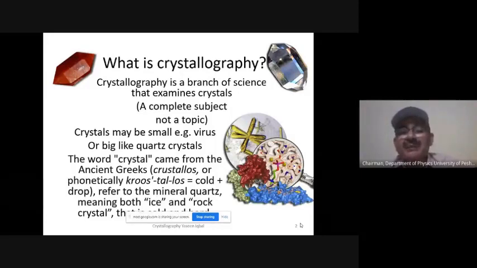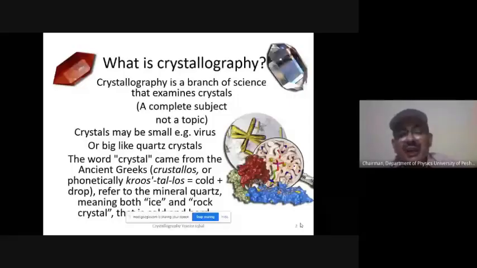So crystallography is a branch of science that examines crystals, a complete subject. It is a topic, but it is a complete subject and it is a huge field. Crystals may be small, like viruses, or big, like big quartz crystals. The word crystal came from ancient Greek. Krystallos, phonetically, is equal to cold plus drop. Cold is always associated with water or ice, and drop means solidity.